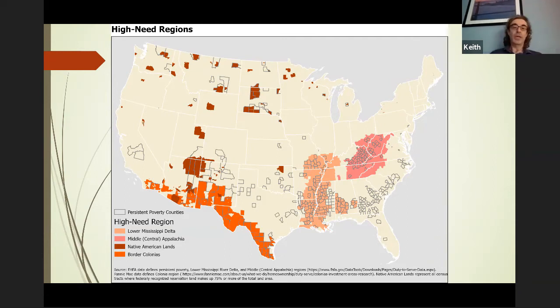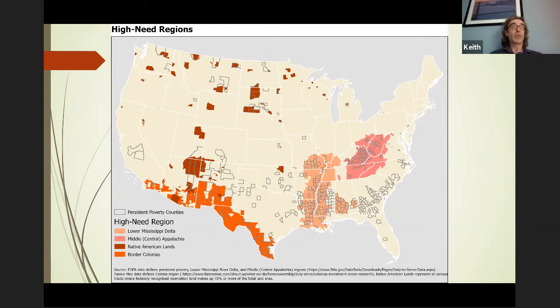And what I've also put in here is the gray line boundaries, the polygon boundaries for the persistent poverty counties. And most of them are included in these high need regions, except for a few down around Georgia, North Carolina, South Carolina, and the panhandle of Florida. And that's what we are trying to capture. That's also another concentrated area of high poverty, largely rural.